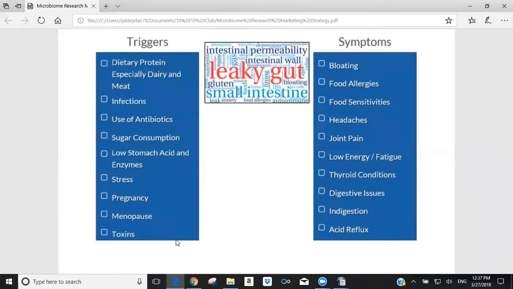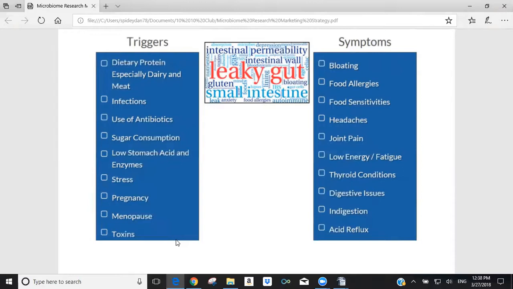So one of the things that we designed is a leaky gut survey that you could easily use. The survey has 2 sides, triggers and symptoms. Triggers would be dietary protein, especially dairy and meat that people react to, or infections, or the use of antibiotics, sugar consumption, low stomach acid and enzymes, stress, pregnancy, menopause, toxins. All those things are triggers to cause problems with the microbiome in your abdominal cavity, especially in your small intestine. However, symptoms would be easier for people to identify.